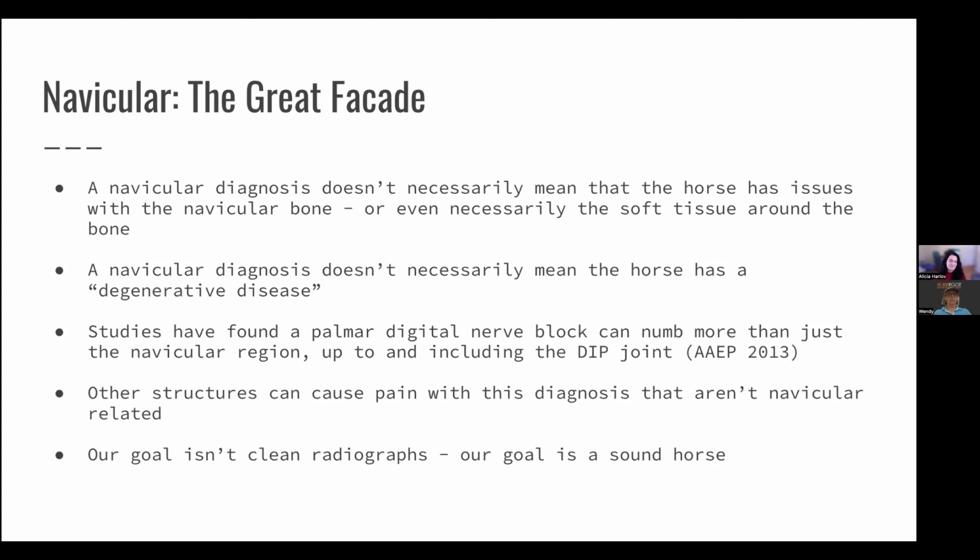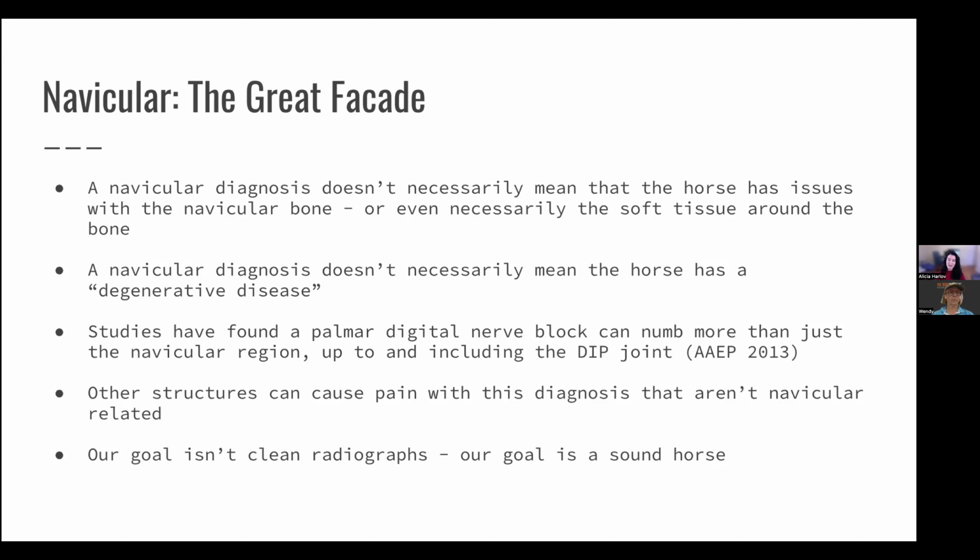So again, a navicular diagnosis doesn't necessarily mean that the horse has issues with the navicular bone. Doesn't necessarily mean that it's a degenerative disease. Studies actually show that that nerve block to the back half of the foot can actually numb more than just the heel. So we can actually have the coffin joint or the DIP joint numbed as well. And that involves a lot more of the foot. So we don't actually know if the nerve block is just addressing the navicular area.